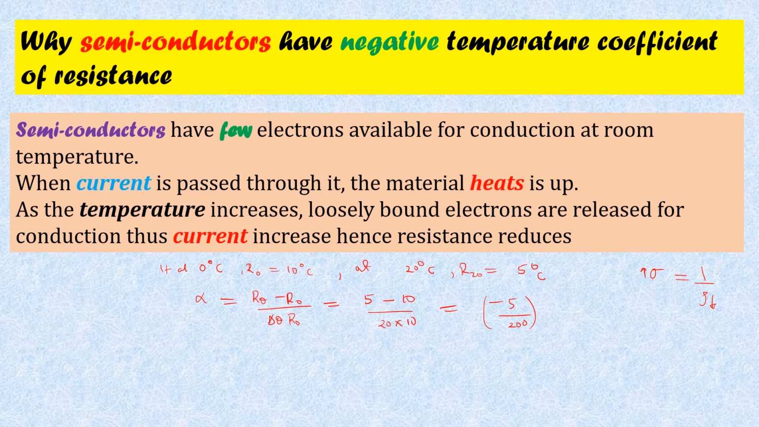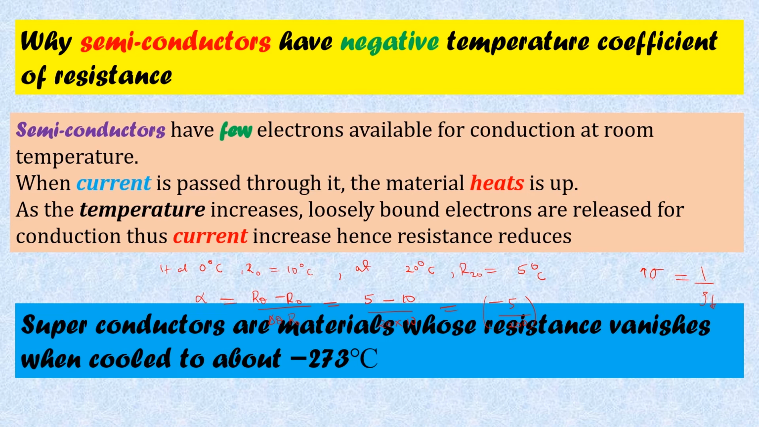However, superconductors are materials whose resistance vanishes when cooled to about negative 273 degrees Celsius. This is what we call the absolute zero temperature, and at that temperature all materials are said to have negligible volume.